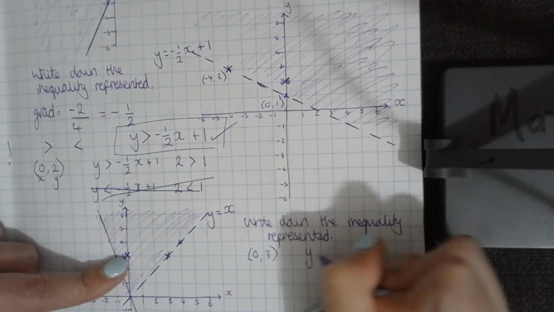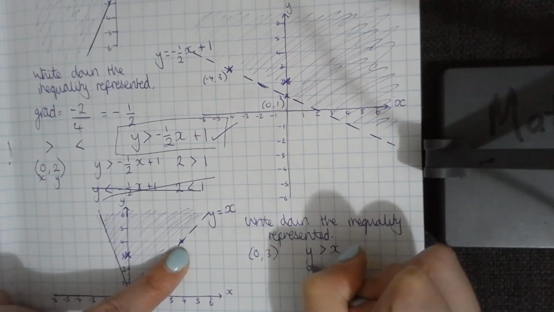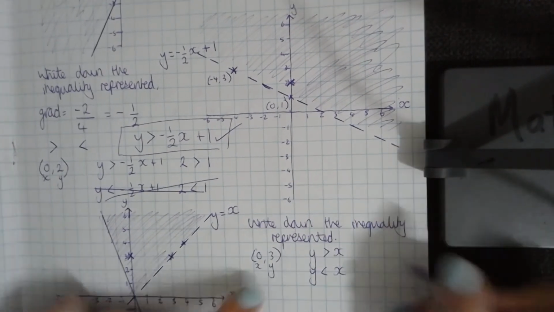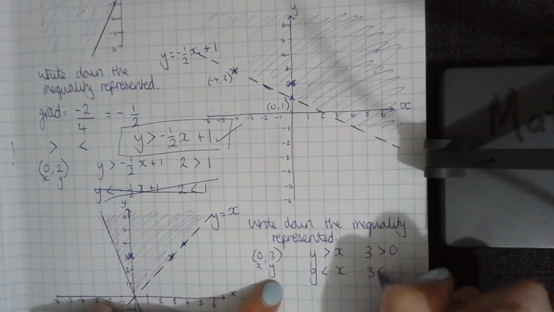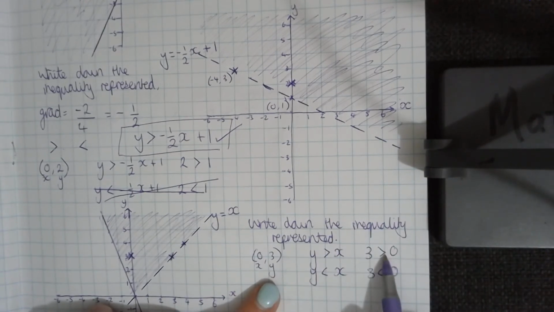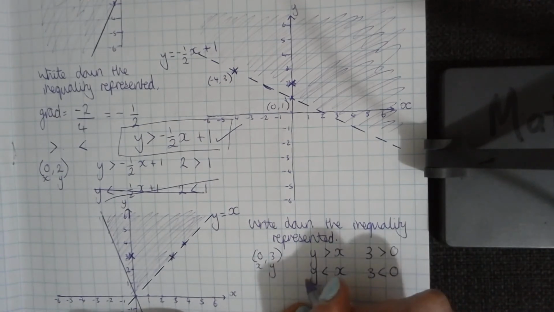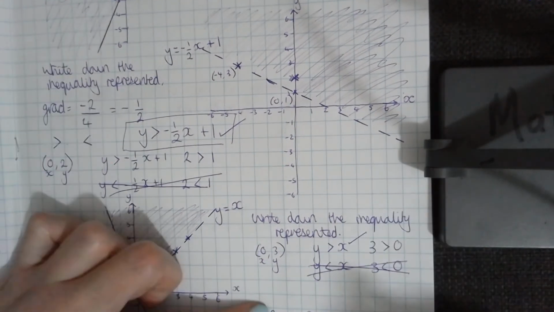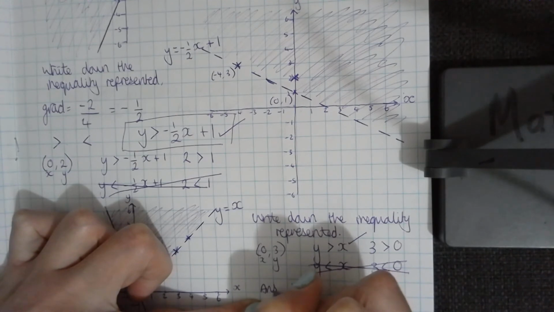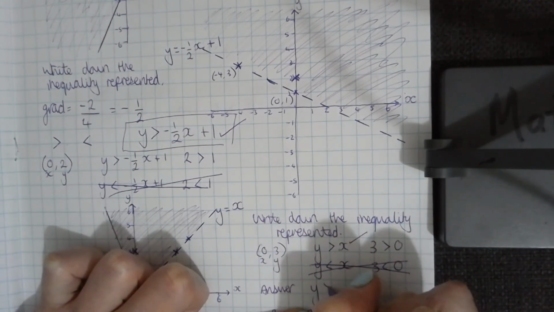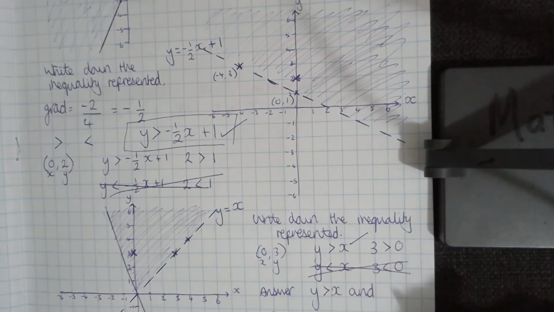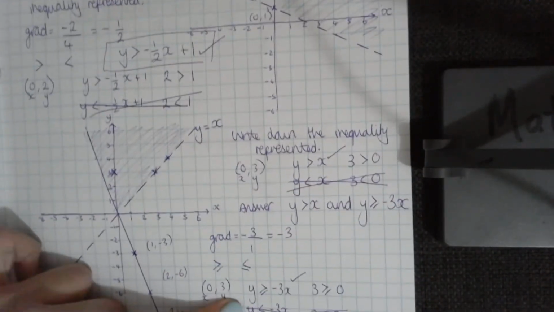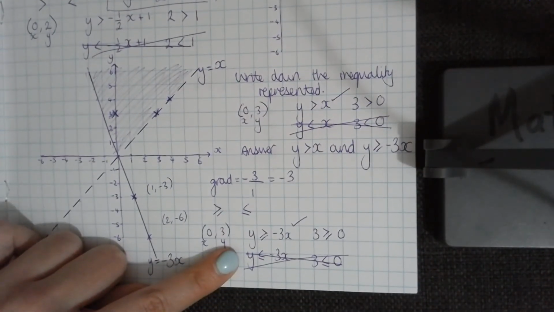So we've either got y is greater than x or y is less than x, because it's a dotted line. This is the x part, this is the y part. So either 3 is greater than 0 or 3 is less than 0. So 3 is definitely greater than 0, 3 is not less than 0, so that bottom one is not true. So we have two inequalities that we can use. So we've got my final answer. We've got y is greater than x, and down here y is greater than or equal to negative 3x as well. Okay.